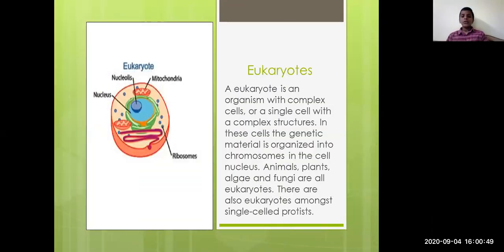Next come the eukaryotes. A eukaryote is an organism with complex cells, or a single cell with a complex structure. In these cells, the genetic material is organized into chromosomes in the cell nucleus. Animals, plants, algae, and fungi are all eukaryotes. There are also eukaryotes among single-celled protists. You can see the structure of a eukaryote: nucleolus, nucleus, mitochondria, ribosomes. As I told you, ribosomes and mitochondria are the organelles inside the cells.